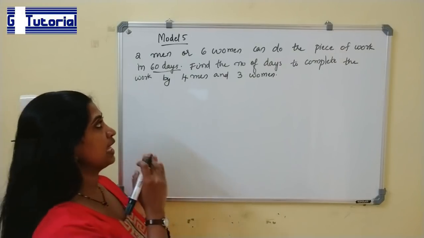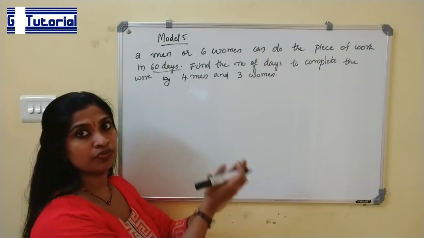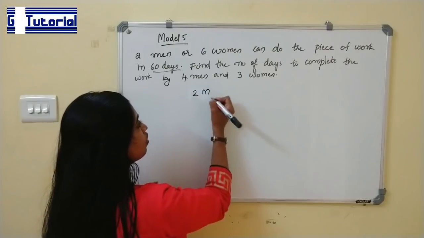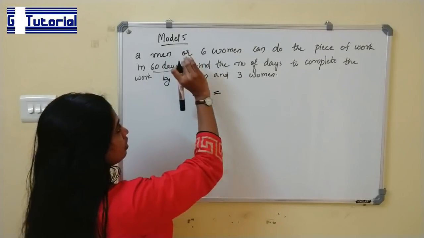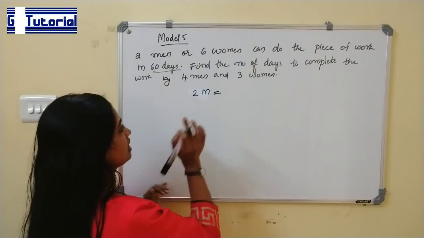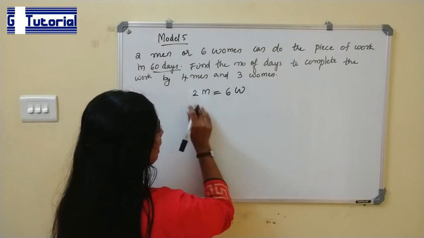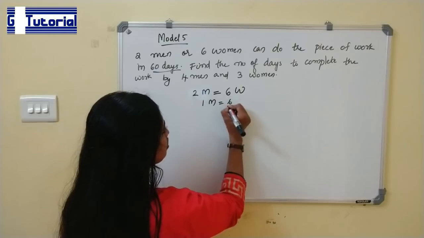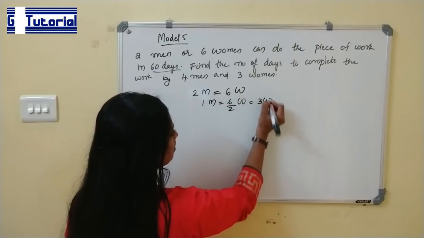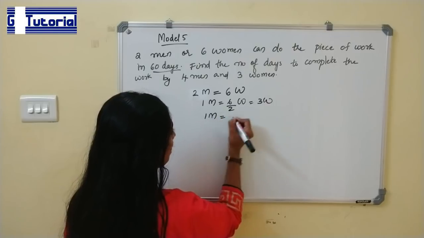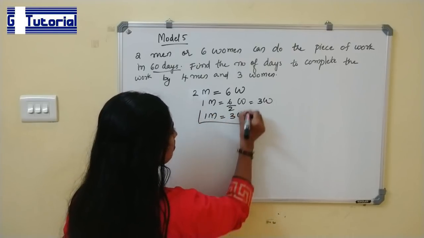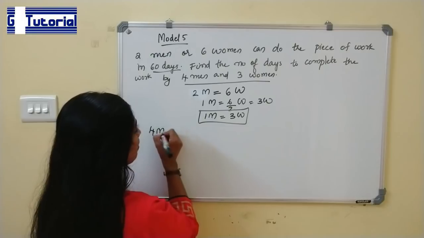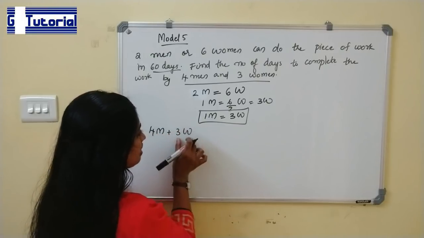In this case we have to express either men in terms of women or women in terms of men. For that we are given 2 men or 6 women. They both do the same work in 60 days, so we can equate that. From this we get 1 man is equal to 6 by 2 women, that is 3 women. So 1 man is equal to 3 women. This is our relation.